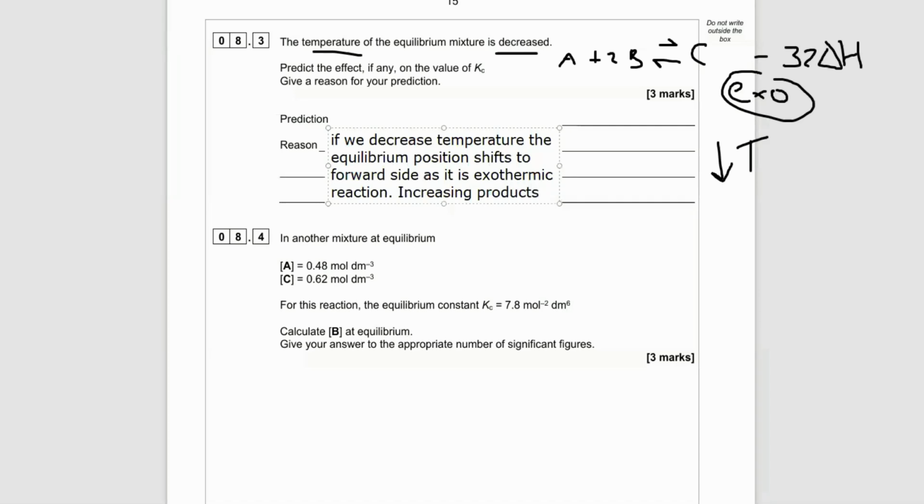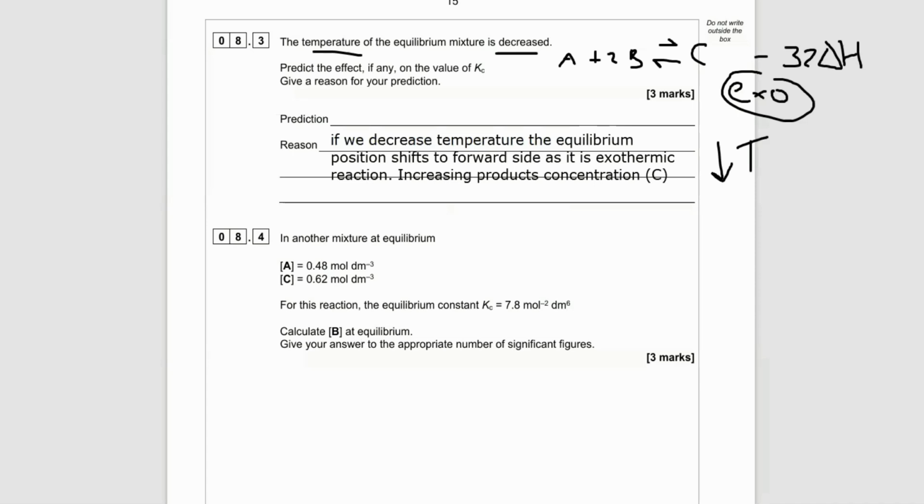Think back to the Kc expression we did in the previous question. If you get a larger C and it's products over reactants, what is that going to do to the value of Kc? So you can think, well, what is 5 divided by 2? Well, it's 2.5. Let's make the top number, which would be C, bigger. What's 10 divided by 2? Oh, it's 5. So the Kc has increased. So we know that the Kc will increase in this situation.